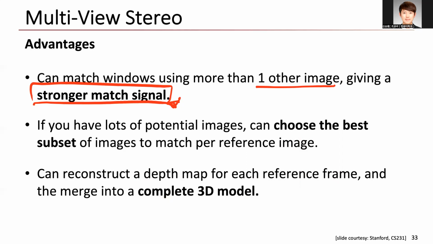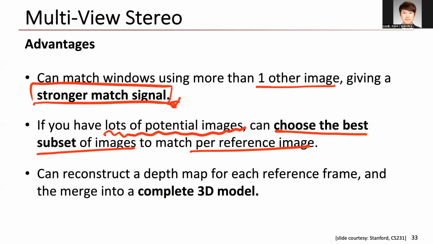If you have a lot of potential images, we can choose the best subset of the images to match for the reference image. In other words, if we consider left and right images only in stereo matching, we may not consider occluded pixels, but if we have lots of potential images, we can choose the best subset of the images to handle the occluded pixels, because in some viewpoint images they may see occluded pixels, so we can use the best subset of the images to find out depth information.